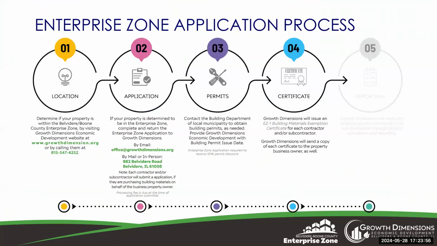The process to apply for the benefits available within the Enterprise Zone is pretty simple. First, we need to determine if a location is within the Belvidere-Boone County Enterprise Zone. Next, an application must be completed, signed, and submitted to Growth Dimensions Economic Development. Third, a building permit must be obtained. Finally, the building material exemption certificates are processed for Illinois sales tax exemption. The reporting process is covered in a separate video.